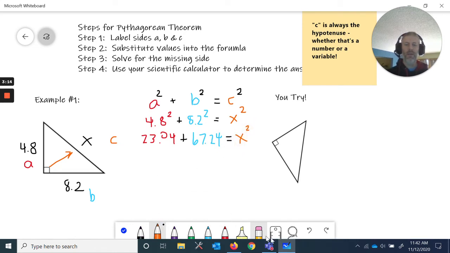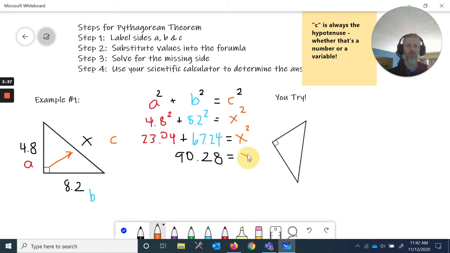Okay, next we want to keep this x squared on the side by itself. So in this case, it's pretty simple. We just add these 2 things together, which you can use your calculator to do, but you should get 90.28, I think. 90.28 is going to equal x squared.